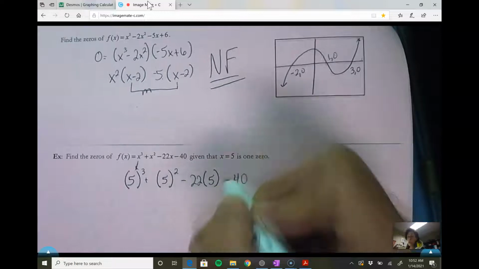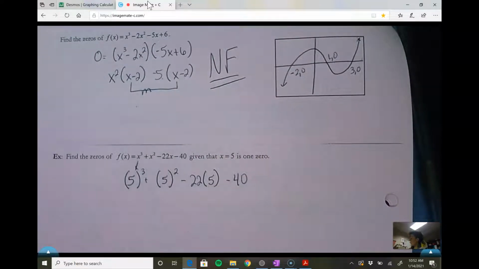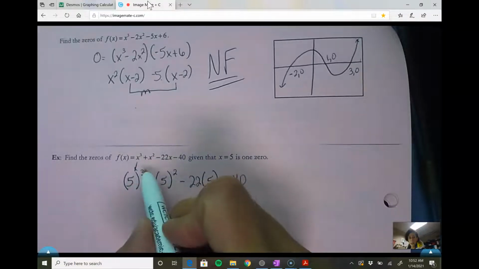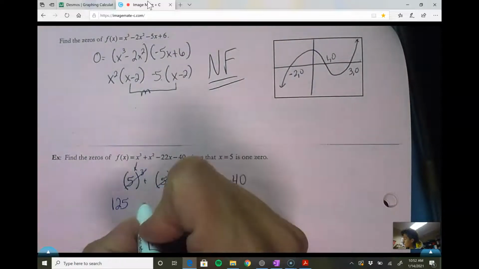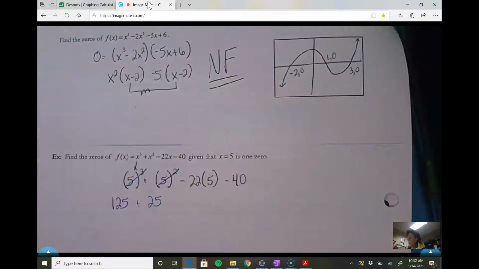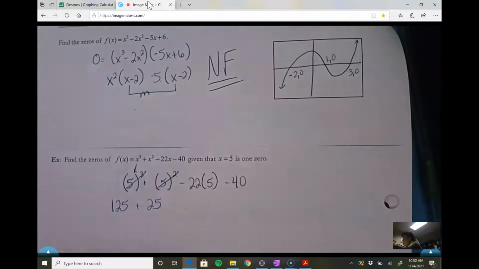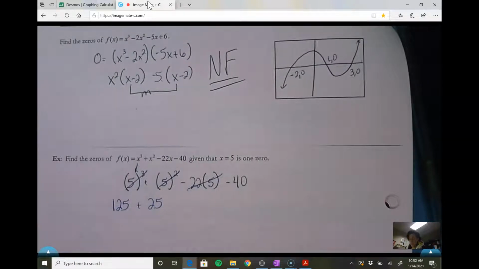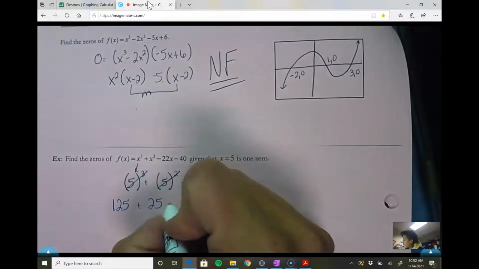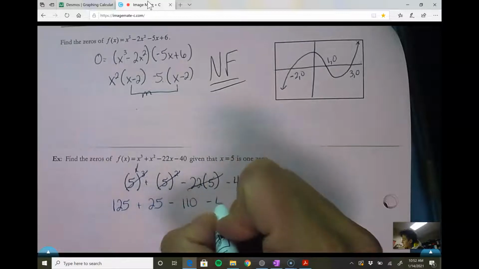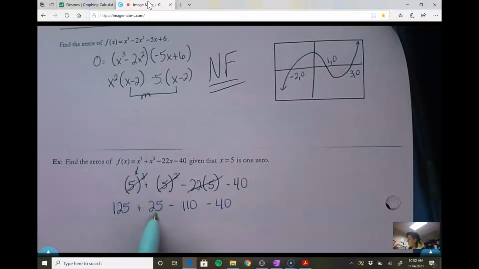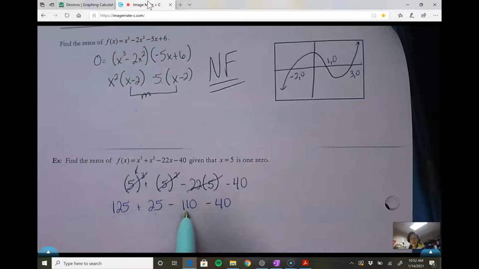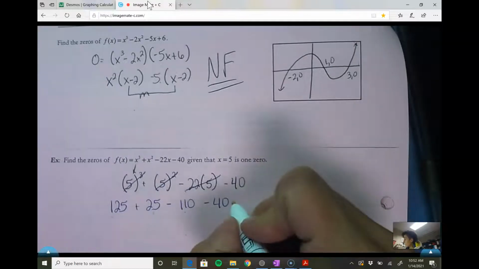This is good just to remind you of some of the math that would take place. Since it's just a bunch of numbers, I would follow the order of operations. I would do 5 cubed first, doing my exponents, and you can use a calculator. That's 125. I would do this exponent, which is 25. From there, I would do my multiplying, and I get 110. If I type this into my calculator, 125 plus 25 is 150. Take away 110, that's 40. Take away another 40, we get 0.